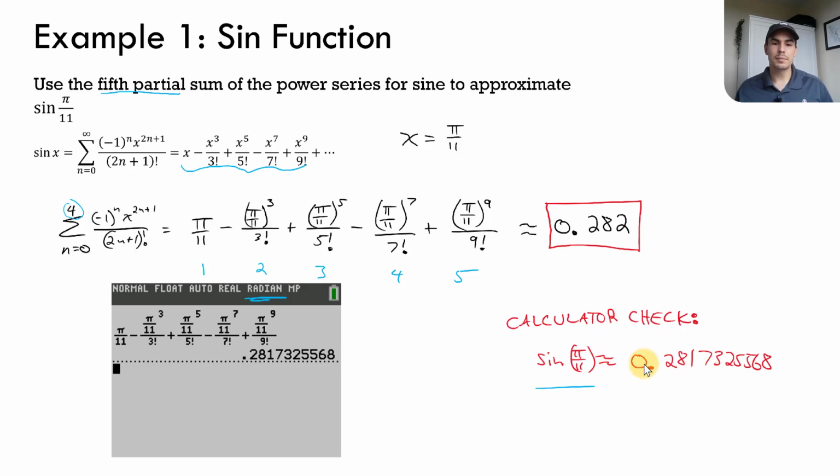And again, I get an approximation of 0.281 and a bunch more decimals, so I can see that my approximation is good because those are very, very close figures.